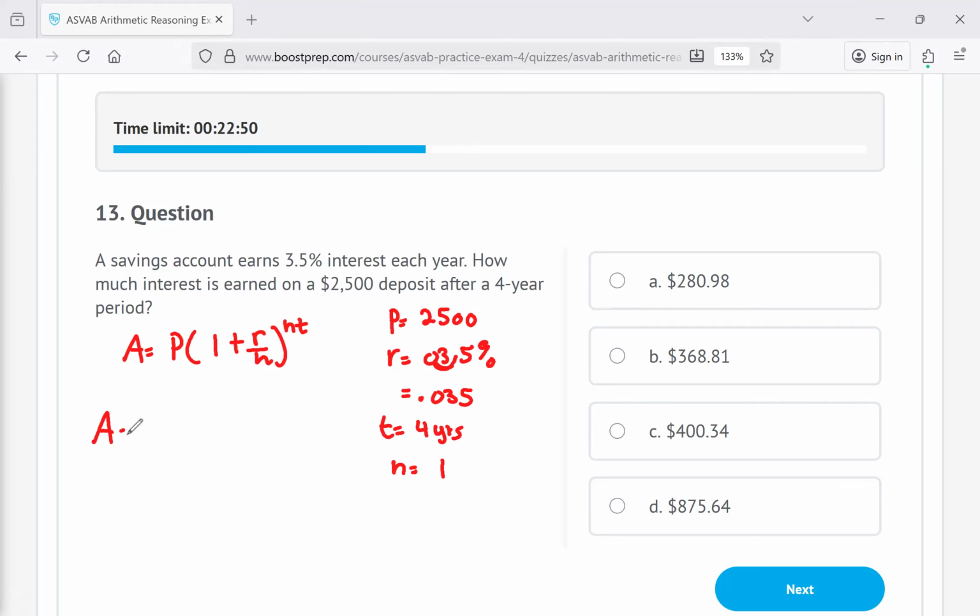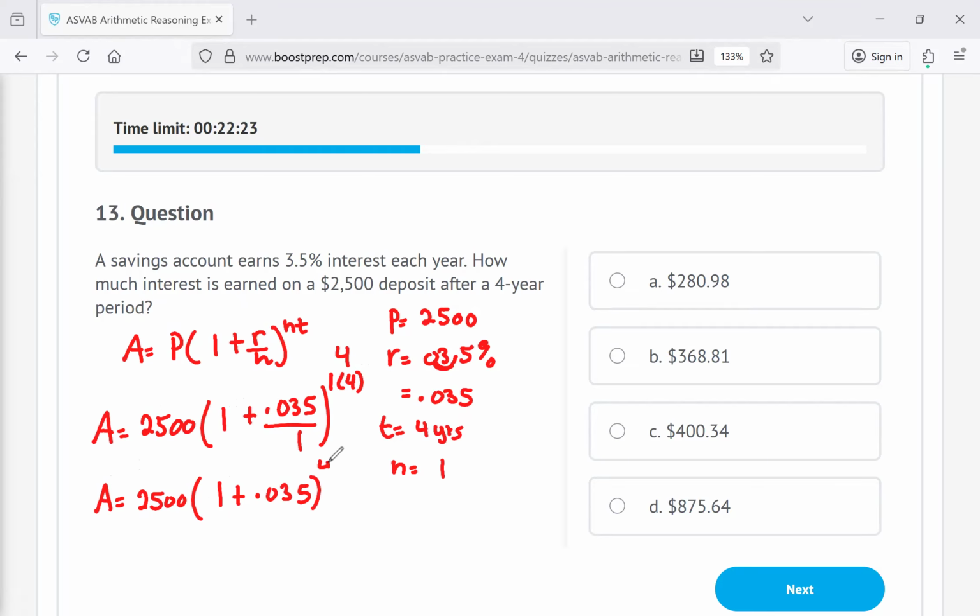Okay, so if you put it exactly in the formula, it's going to be 2,500 times 1 plus r, which is 0.035. N is 1, raise it to the nt, so it's 1 times 4, and 1 times 4 is 4. Okay, this is where it gets tricky. I'm not gonna lie to you. I don't know how you could do this without a calculator. 1 plus 0.035 is 1.035. Then you have to raise it to the fourth.